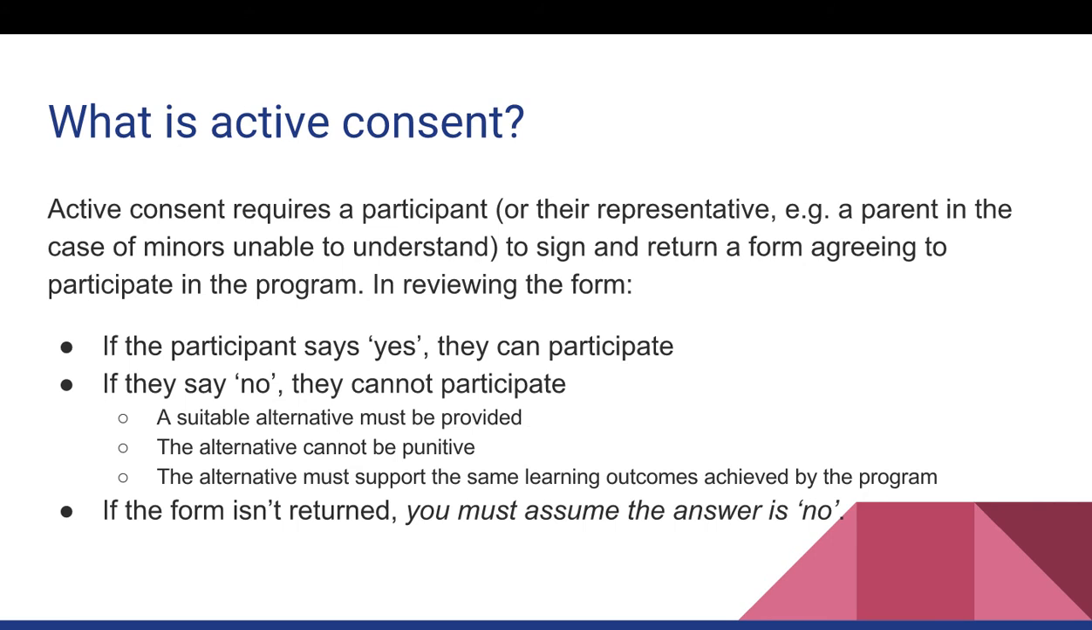Now, as previously mentioned, active consent. We talked about active consent of the parent and guardian and active consent of the student if they are old enough. What that means is, if the participant says yes, then they can participate. However, if the parent or guardian or student says no, we have to provide a suitable alternative, and it cannot be punitive. As well, the alternative must have the same learning outcomes. Finally, this is a big one: if you do not receive a form back, then you have to assume the answer is no, and you must provide an alternative for that student.